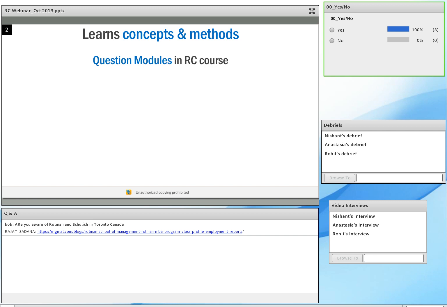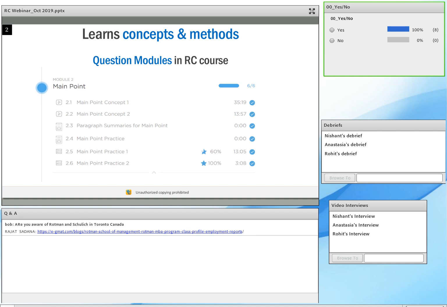The next thing that Rohit did was, once he learned how to apply those reading strategies, he went through the question modules, and we have question modules for each and every type of question. The main point concept file. Again, we first teach you how to address main point questions. Then we give you practice of that, only main point questions. So we give you enough practice.